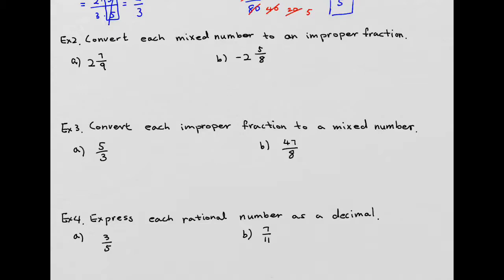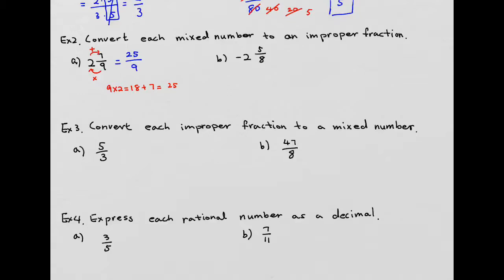Basically, what you're going to do is multiply these two numbers, and whatever number you get, you add the numerator. So you do 9 times 2, 18, plus 7, which is going to be 25. So we end up getting 25 on the numerator. The denominator just stays the same. So this is how you change mixed numbers to improper fractions.